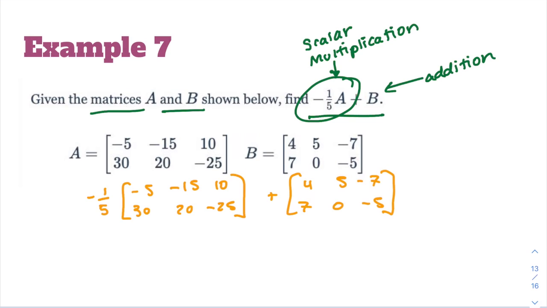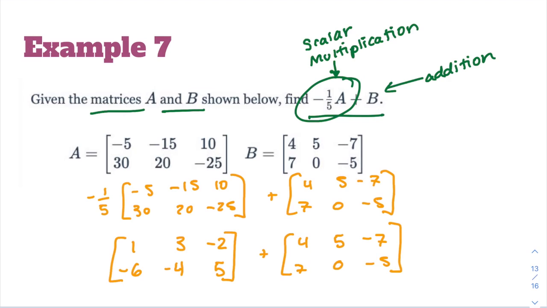Okay, so I just went ahead and set up this problem. And now I'm going to go through and do the scalar multiplication first, and then if possible, I will add the matrices together. So when you do a scalar multiple of -1/5, it ends up like you're dividing each of those elements by -5. So when I go through and do that, the scalar multiplied version of matrix A is going to be +1, +3, -2, -6, -4, and +5. And then I'm going to try and add that to matrix B.